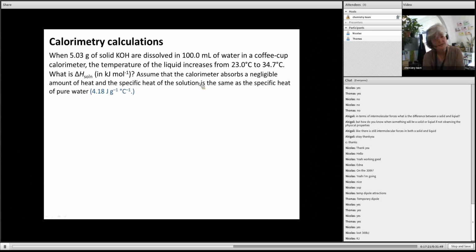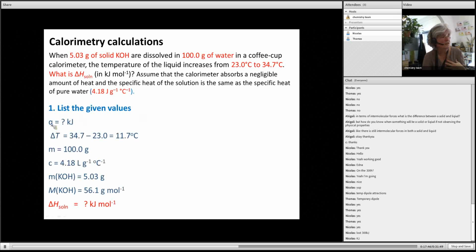Now we always have to tell you about the calorimeter specific heat capacity, so we're just saying the calorimeter doesn't absorb much, and so we're going to use the specific heat capacity, and you're always given that value. So I've highlighted now the key points. Always start these sort of things by listing your values. Okay, so the energy is what we're looking for.